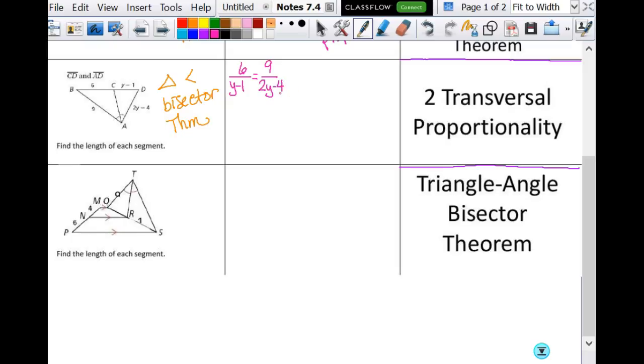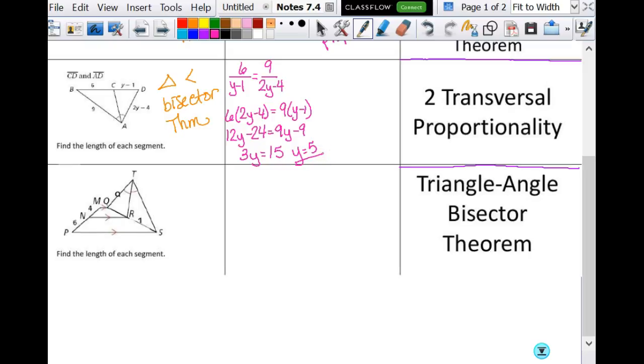Okay. So now I have my proportion. Now I cross multiply, so this is going to give me 6 times 2y minus 4 equals 9 times y minus 1. So this is going to give me 12y minus 24 equals 9y minus 9. So then that means I'm going to get 3y equals 15. So y equals 5. Nobody asked me for y, but I had to find it.